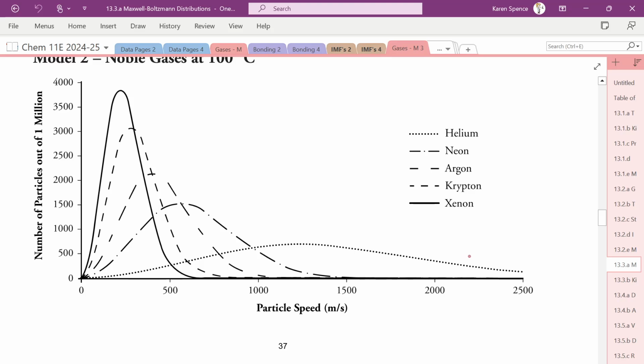This one here is helium, neon, argon, krypton, and xenon.